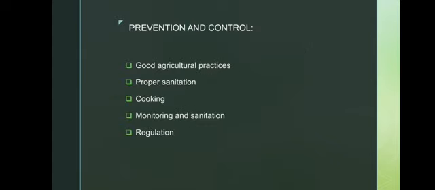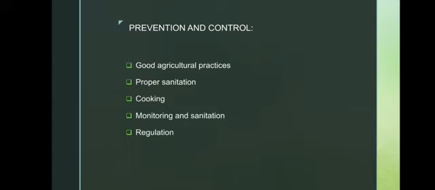So prevention and control, good agricultural practices. We have to follow, like, less usage of sewage water, properly using manure, pesticides, etc., and proper sanitation. Before using the raw products, you have to clean them and do any other treatment if necessary.